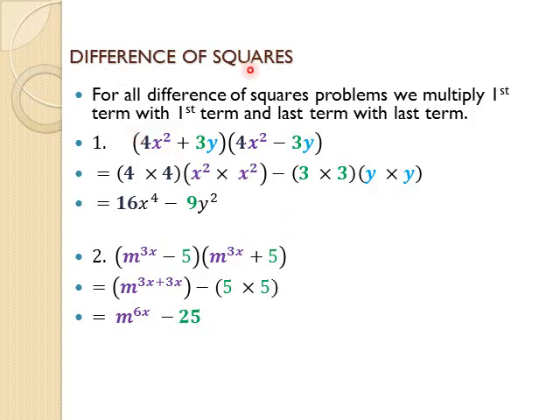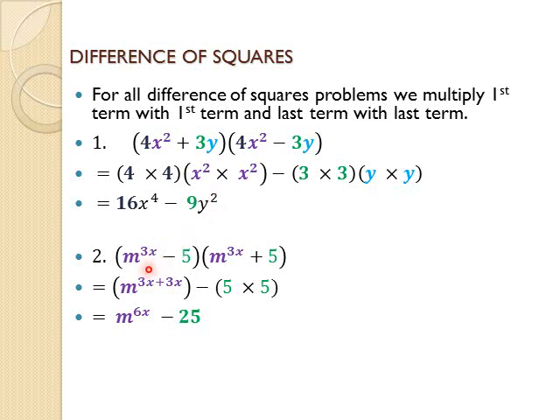Right, so if you look at our problems, for all our problems, we check there, they're the same. So in short, we only multiply first term with first term and last term with last term. So 4 times 4, x squared times x squared. Positive times negative will always be negative. 3 times 3 and then y times y. So 4 times 4 gives me 16. X squared times x squared, 2 plus 2 gives me x to the power 4. 3 times 3 gives me 9. Y times y, 1 plus 1 gives me y squared.